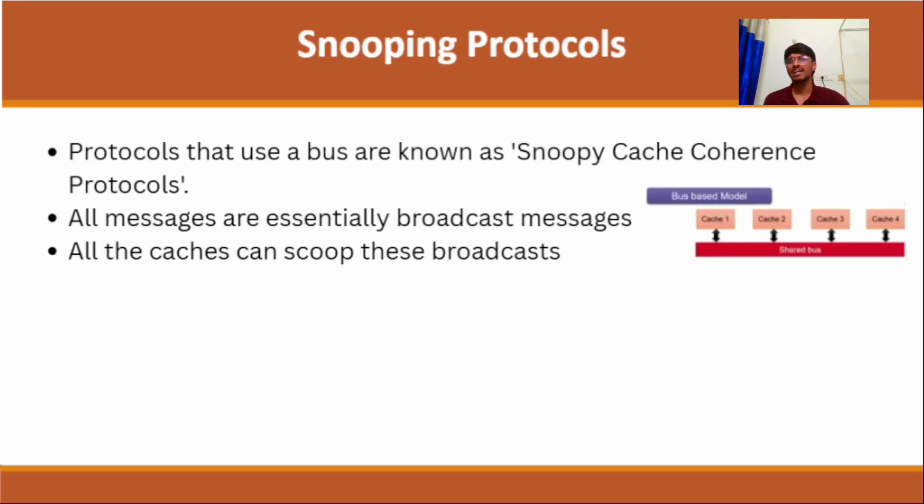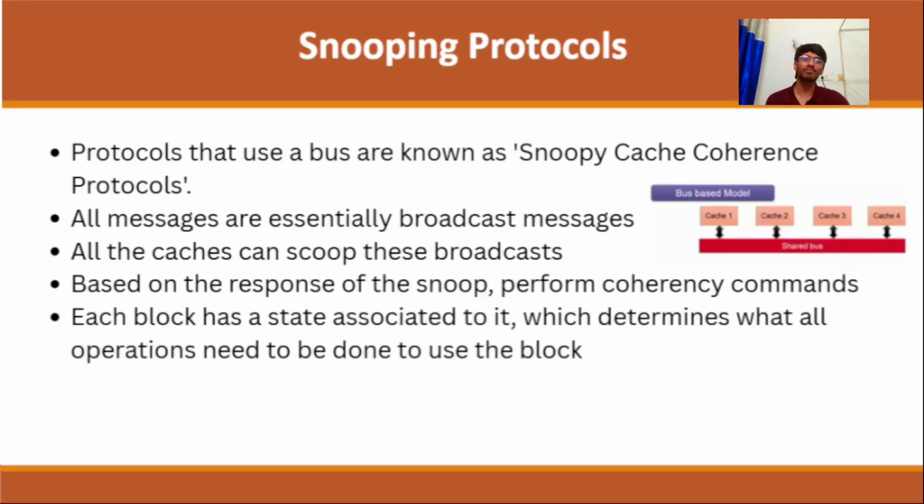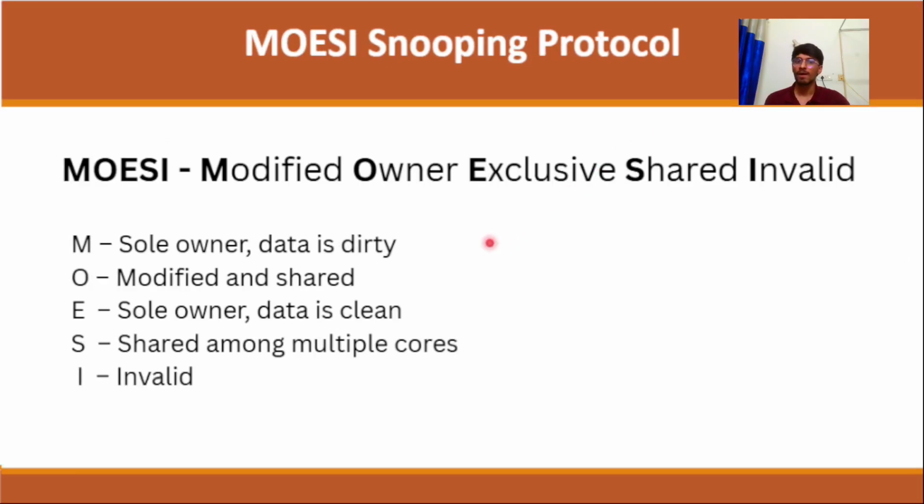Snooping protocols. The invalidation is managed by snooping cache coherence protocols. Essentially, all caches continuously monitor, or snoop, the shared data bus for these broadcast invalidation messages so that they know when to drop the state. Specifically, AMD utilizes the MOESI protocol. This stands for Modified, Owner, Exclusive, Shared, Invalid. Each state dictates exactly what operation a core can perform on a cache block.